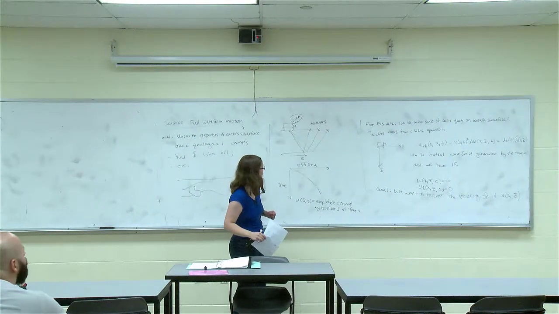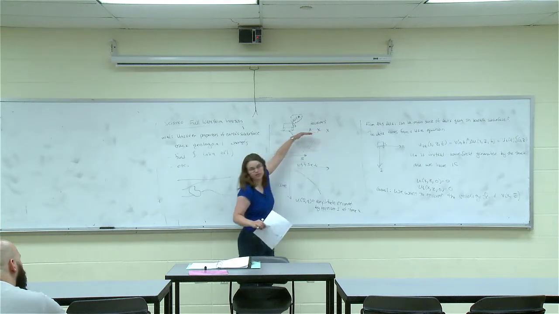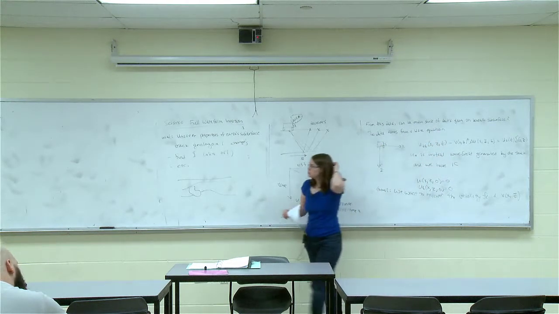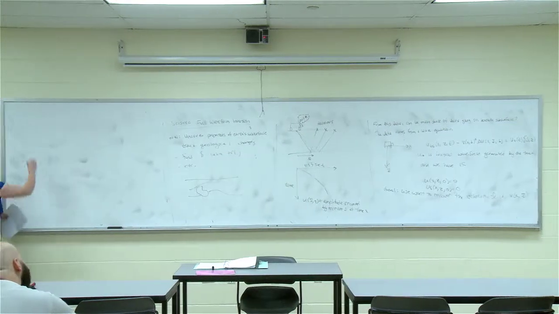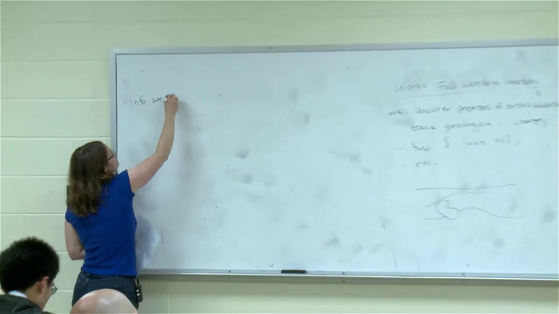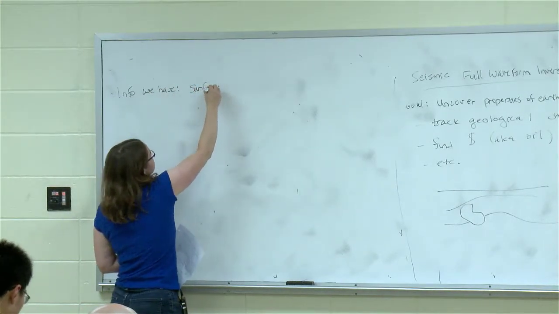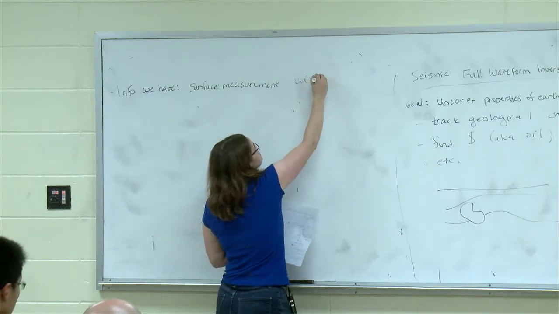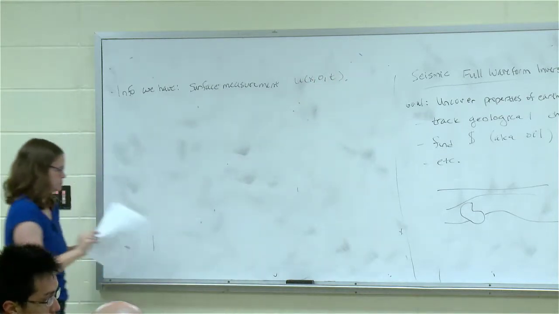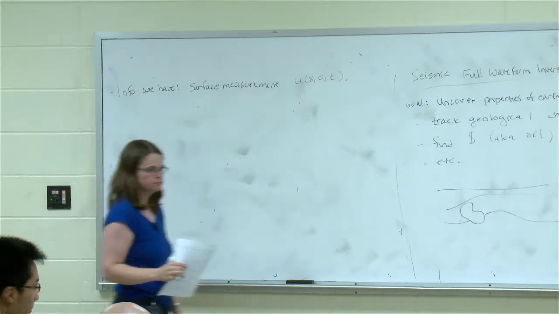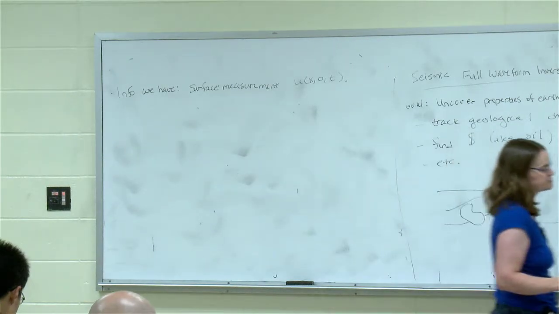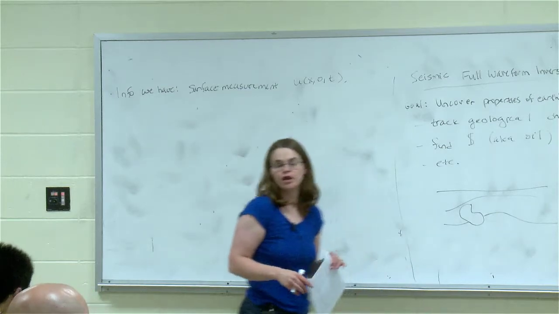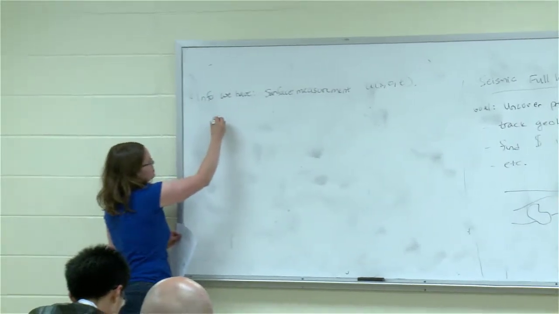Okay, and what do we have to work with? We have to work with this, which is a surface measurement. So for z equals 0, we know the solution. Now, if I wanted to go the other way, it's easy. So the forward problem is this.